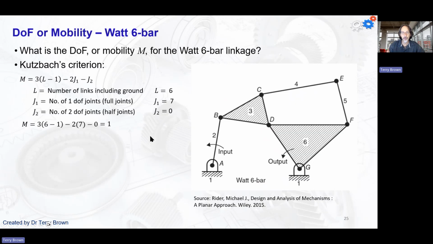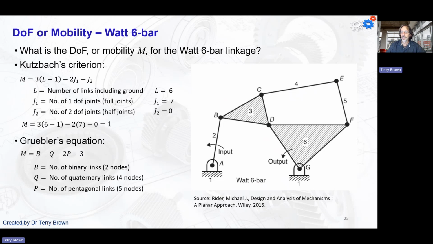Previously we had a 5-bar linkage with a mobility of 2. This time we've got a 6-bar linkage, but a mobility of only 1 because 2 of the links are ternary links. If you do Grubler's equation, number of binary links, we've got how many? 4, including ground. The other 2 links here, links 3 and 6, are ternary links, 3 nodes, so we don't count those. And then we've got no 4 or 5 node links. Put that into Grubler's equation, and we get a mobility of 1.